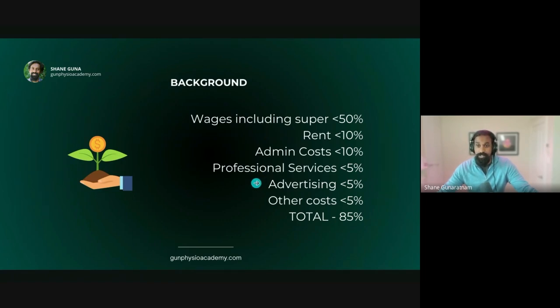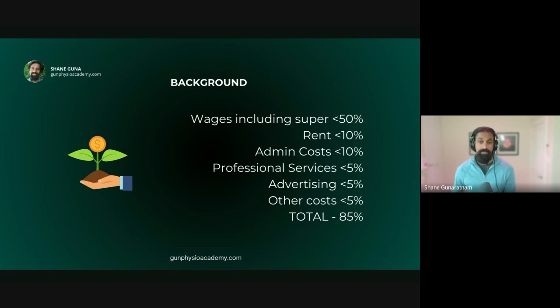Advertising, if you turn your advertising off, you're going to find your revenue drops. And other costs like your pens and all the nitty-gritty stuff that goes into running a practice, we can't really do without them. So I actually find when we're looking at optimizing clinics, once we've got these things reasonably well optimized, there's not that much room for us to play. And for example, getting professional services to less than 5%, it's pretty hard.